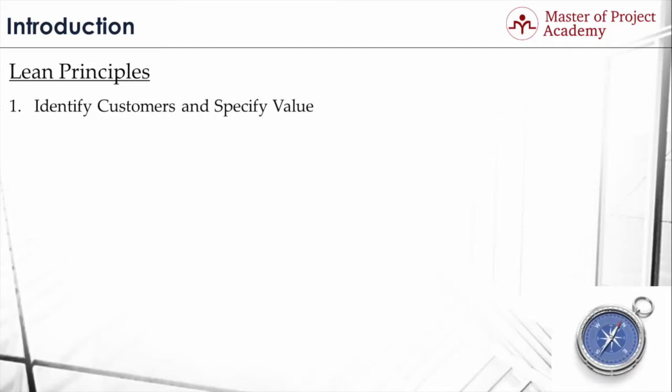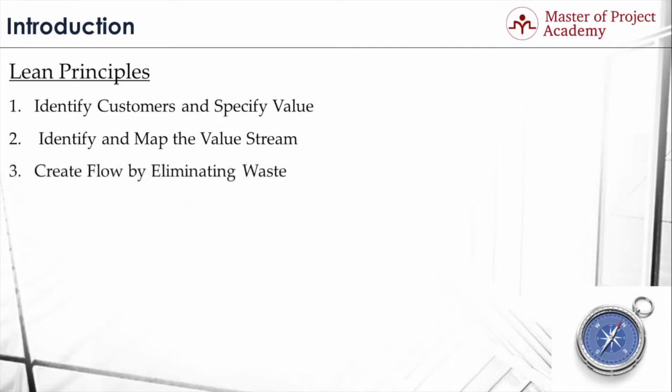The second principle is identify and map the value stream. Identify all the steps in the value stream for each product family, eliminating whenever possible those steps that do not create value. The value stream is the entire set of activities across all parts of the organization involved in jointly delivering the product or service. This represents the end-to-end process that delivers the value to the customer. Once you understand what your customer wants, the next step is to identify how you are delivering or not that to them.